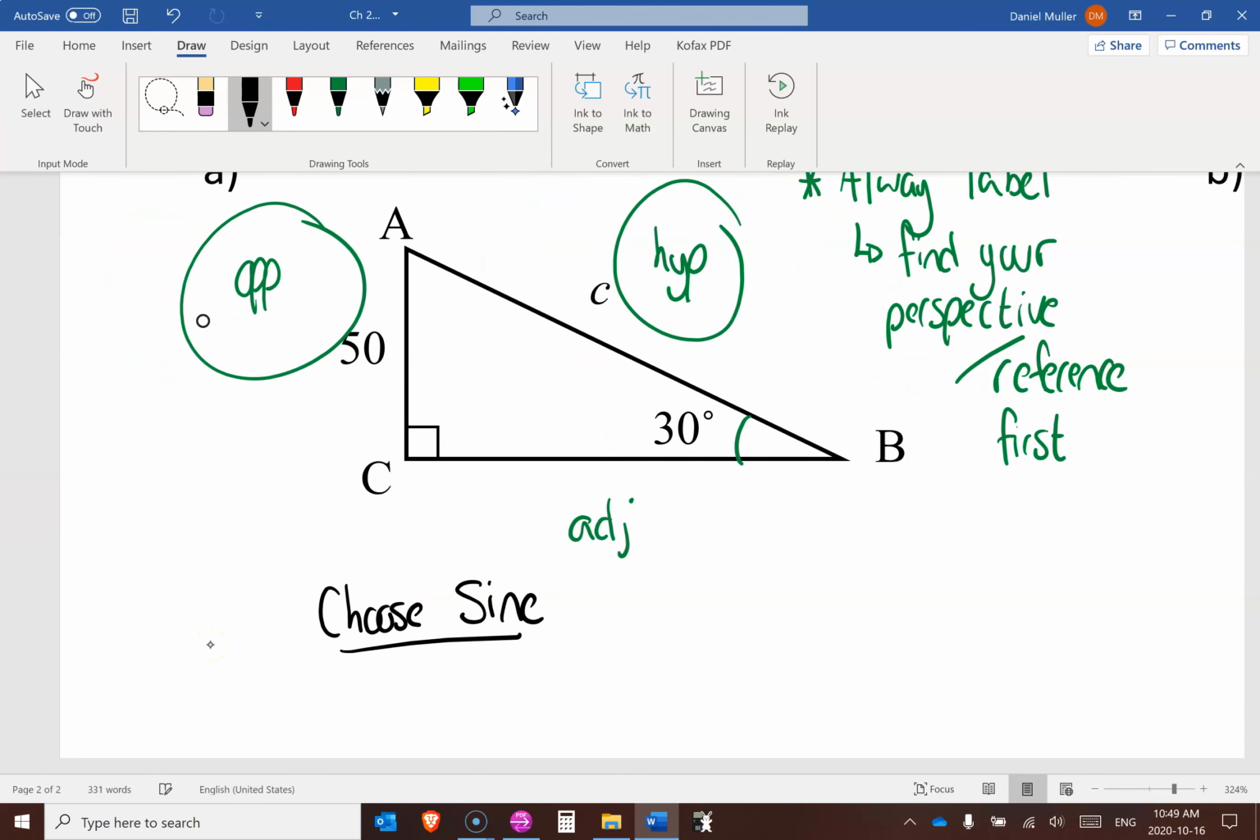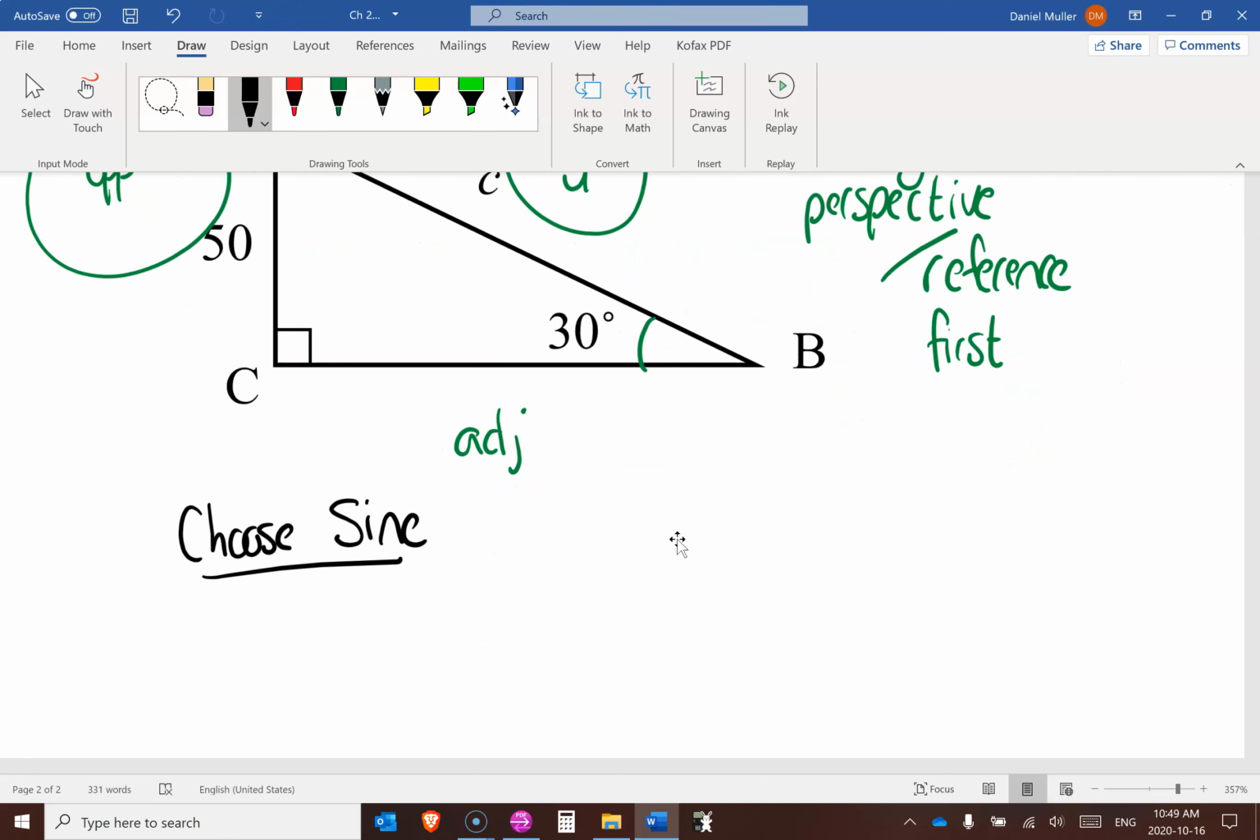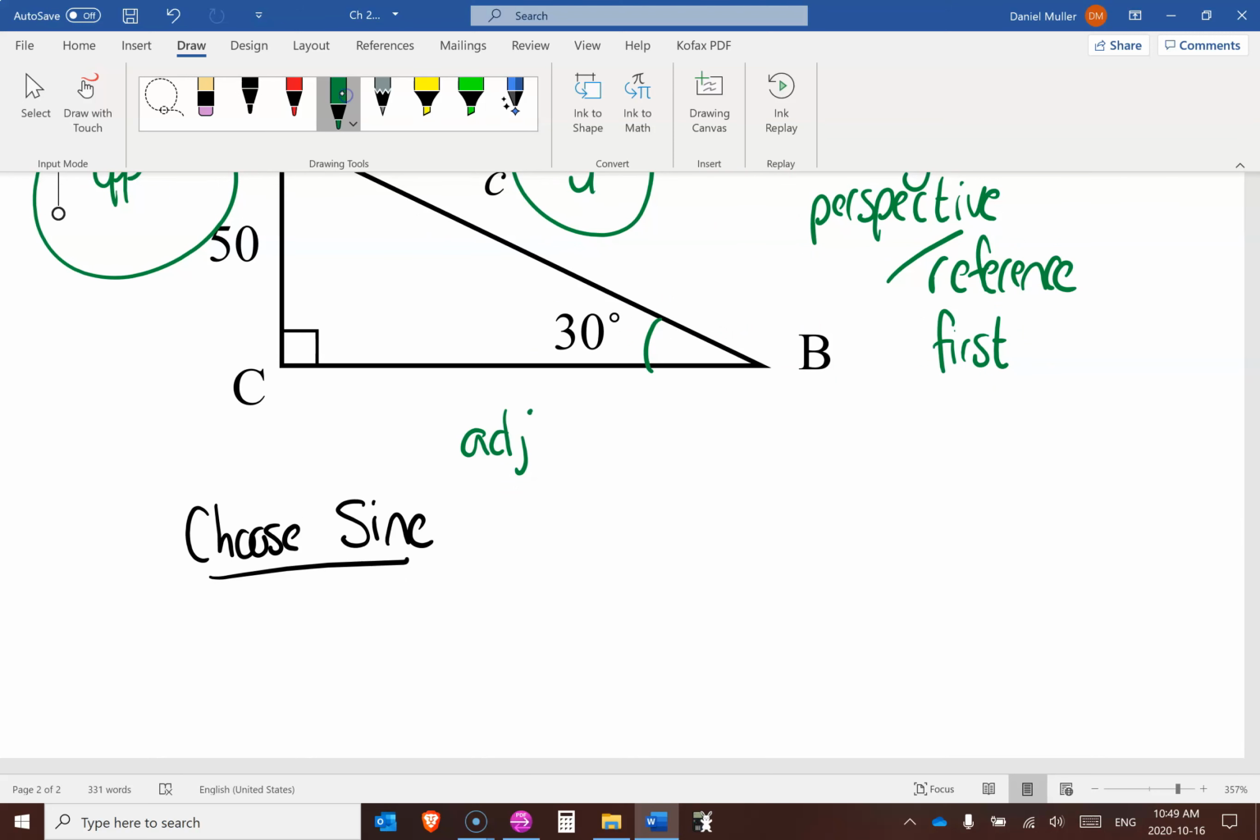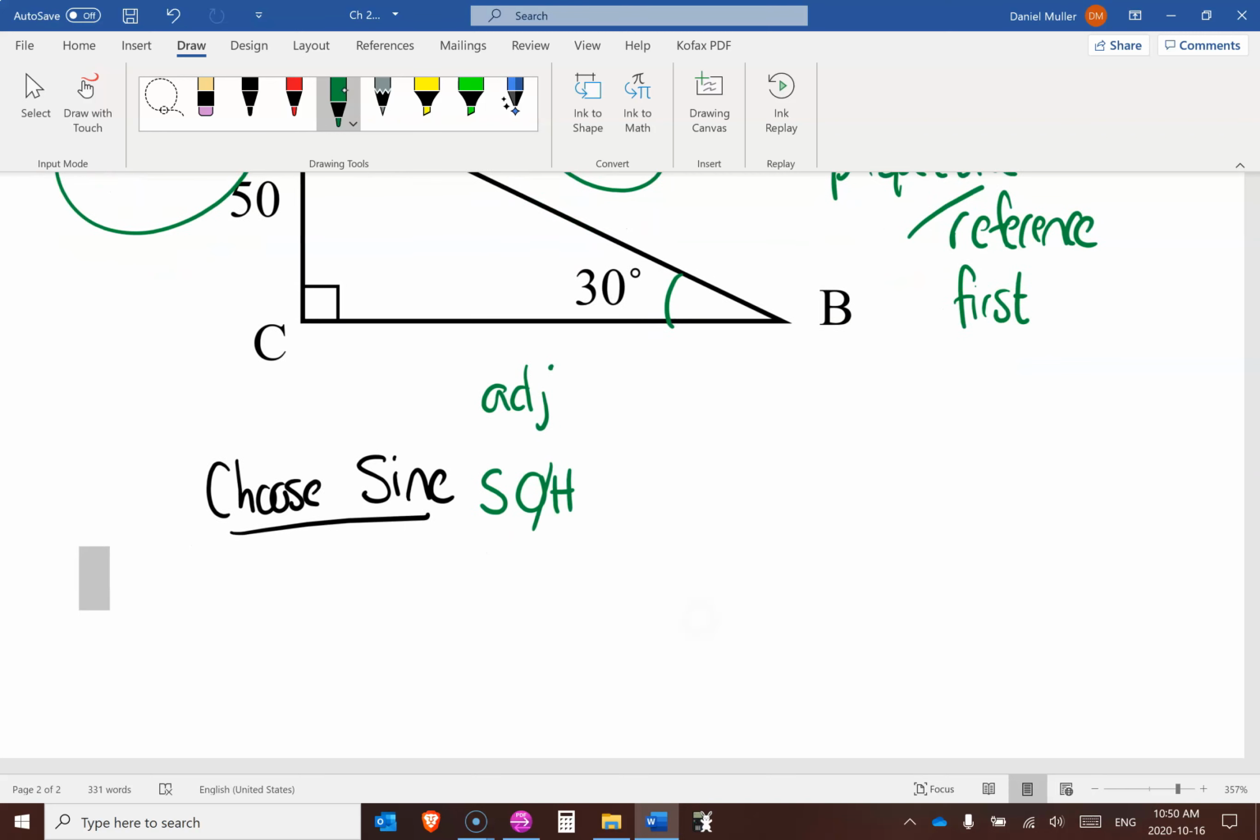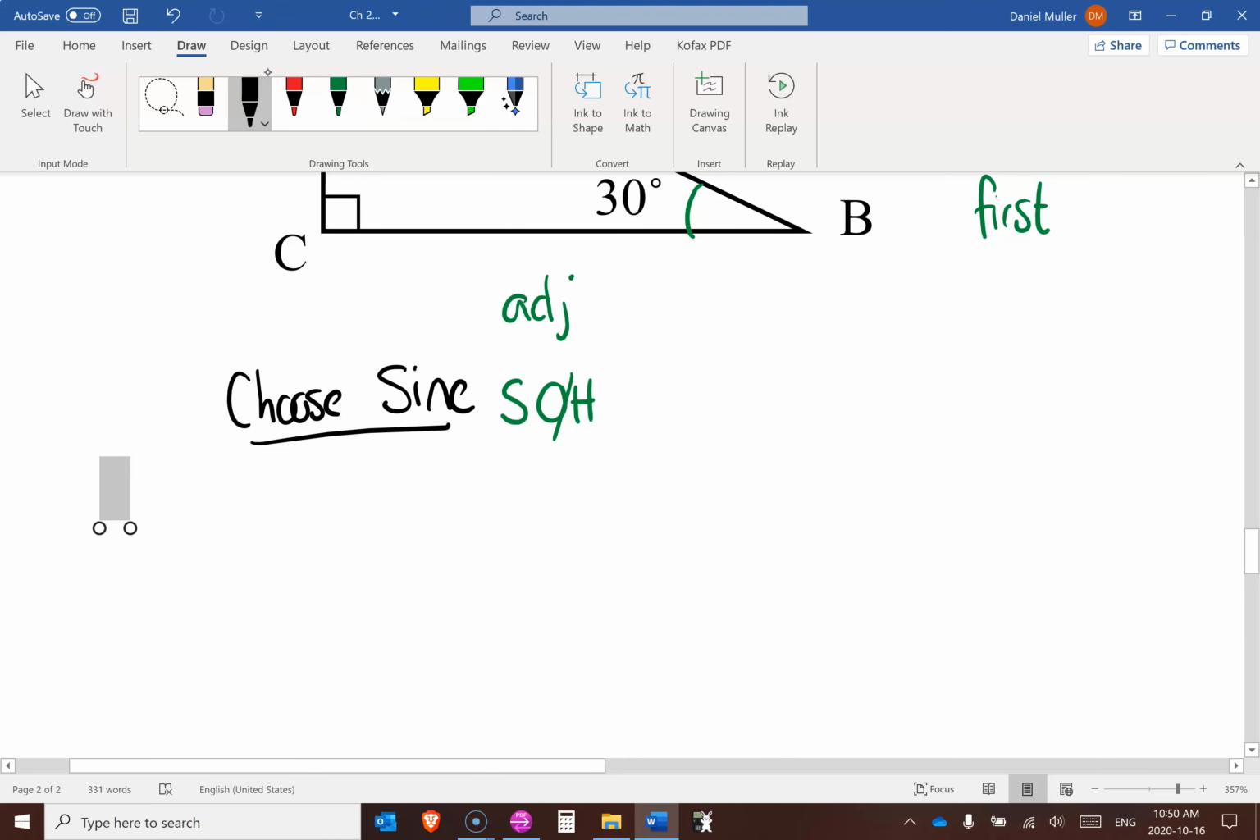Why are you choosing sine? Because you have the information for opposite, and you actually need the information for hypotenuse. You don't need the adjacent side, and you don't know anything about it. So you're going to choose sine. Why? Because O and H. That's why, which is SOH. So, okay, now let's actually do a question.